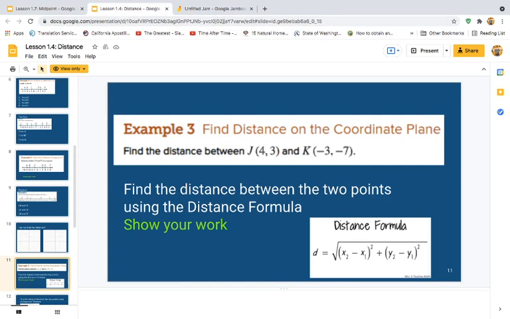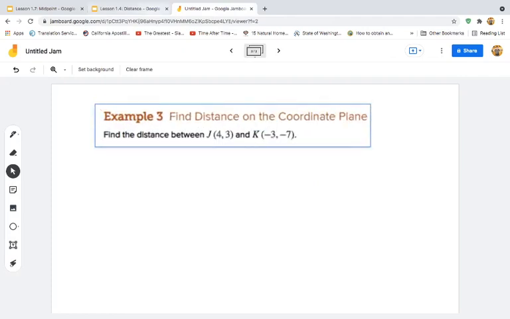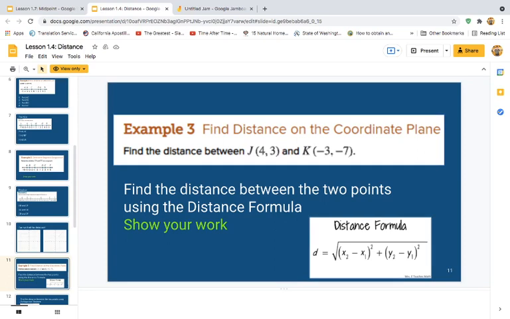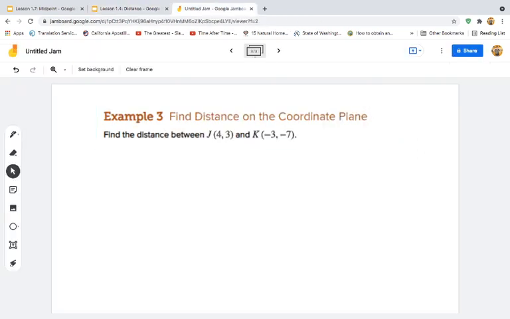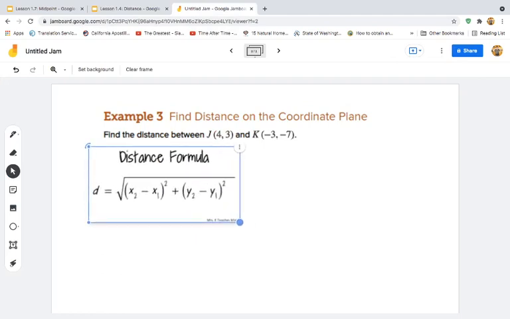Let's see. We'll copy the problem first over here. Now let's go ahead and copy the distance formula just for easy reference. Okay, so we simply want to find the distance between J and K, so these 2 points. Now you can imagine these 2 points on a graph if you want, but that is not necessary for this kind of problem. So let's go ahead and just plug everything in.